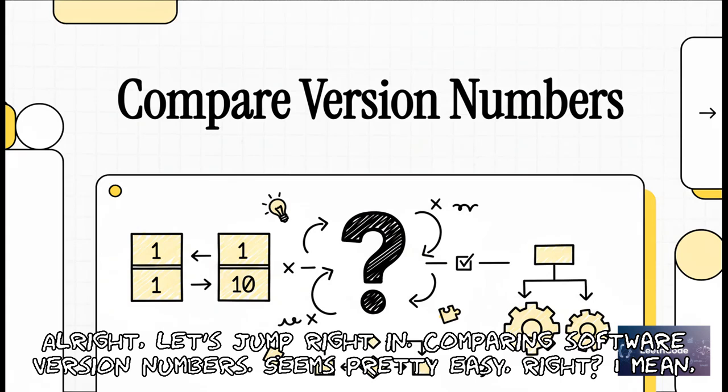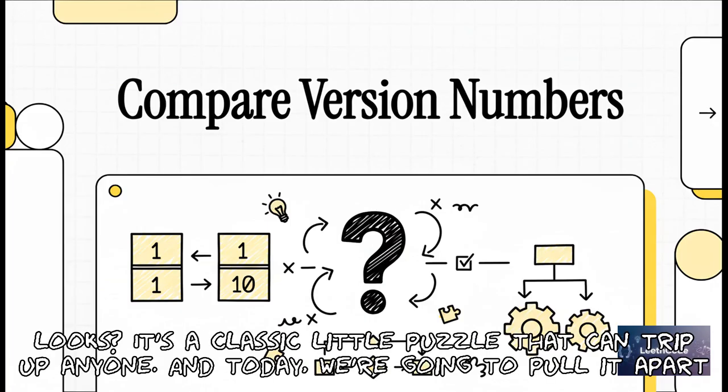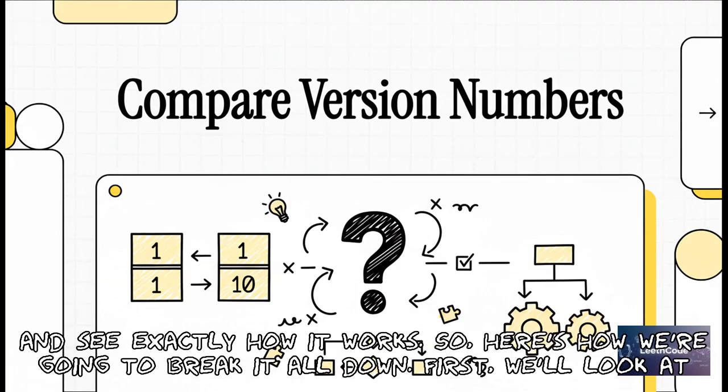All right, let's jump right in. Comparing software version numbers. Seems pretty easy, right? I mean, it's just numbers. But what if I told you that comparing 1.2 and 1.10 is way trickier than it looks? It's a classic little puzzle that can trip up anyone. And today, we're going to pull it apart and see exactly how it works.